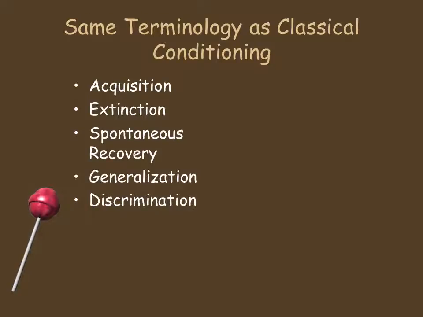Extinction: if you stop over time giving the points for the homework assignment, the behavior might stop. They might stop doing the homework because they're no longer getting a reward. Spontaneous recovery is where you spontaneously respond to it even though you haven't been given a reward for the behavior. You just react by doing it even though you're not getting rewarded, feeling like, oh wow, I can't believe I did that.